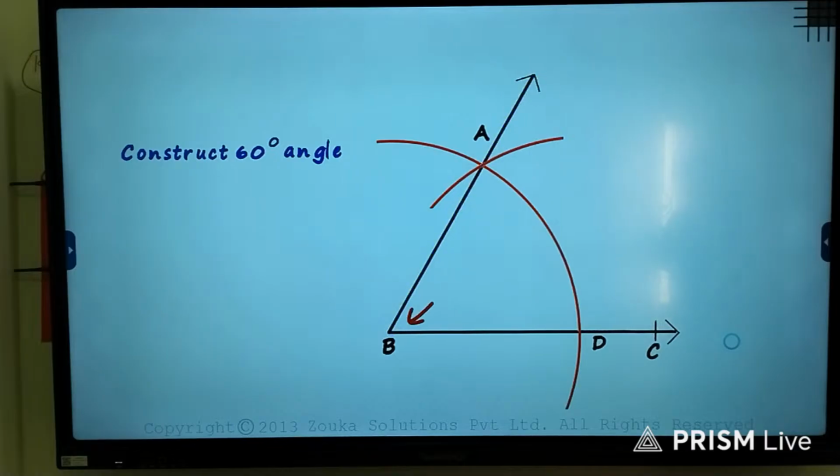The angle formed here will be 60 degrees. Measure of angle ABC is 60 degrees. We made an arc here, and without changing the width of the compass, we kept it here and made an arc intersecting the previous one. And we got a 60-degree angle.